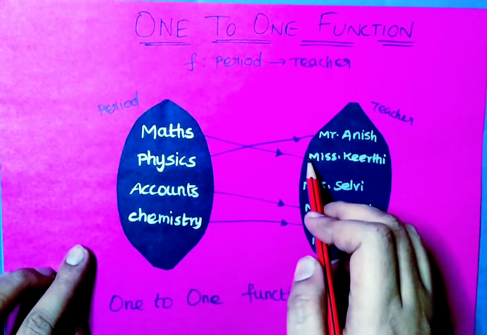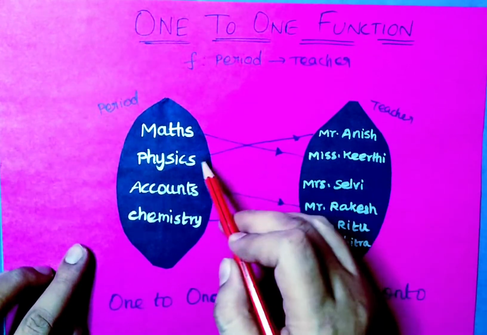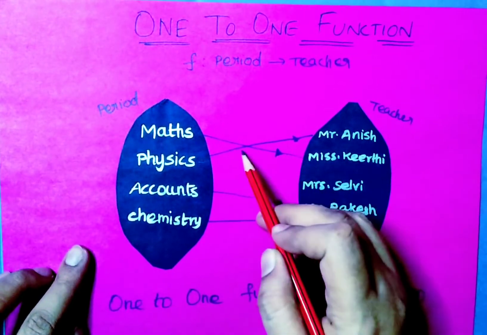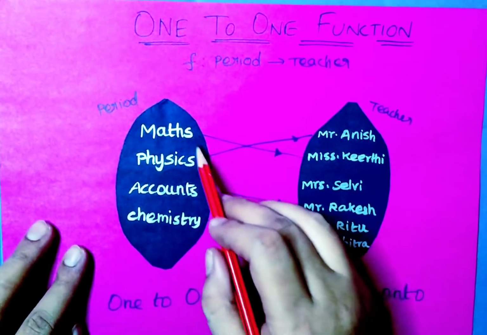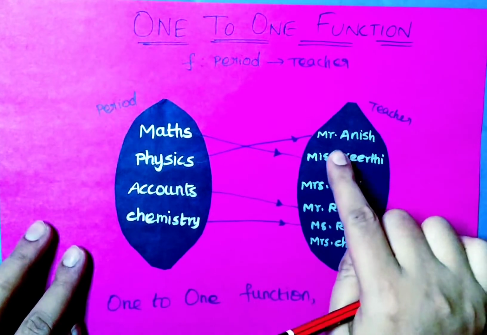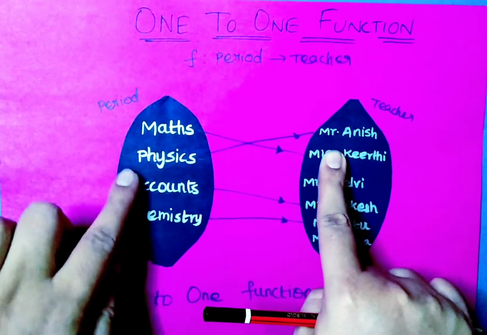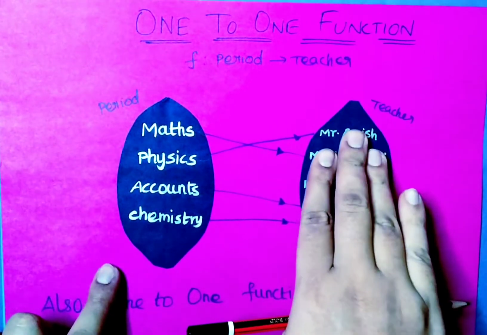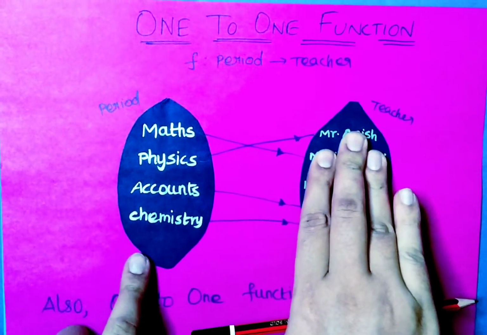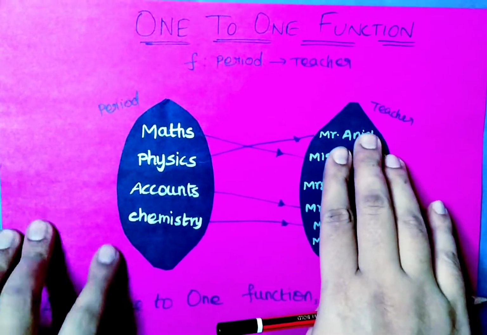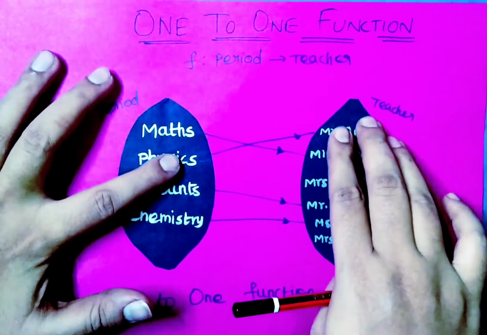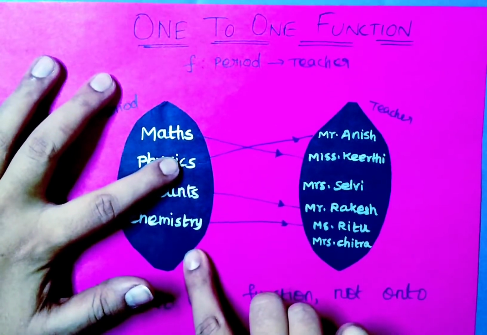So maths is taken by Ms. Kirti, then physics also should not be taken by Ms. Kirti. Actually, then it is a function, but not one-to-one. So maths, if it is mapped to Ms. Kirti, then that should not be mapped with any other element. Ms. Kirti should not take other subjects. Only maths she should take. Same way with Mr. Anish, he is taking physics. So other than physics, he should not take any other subject.